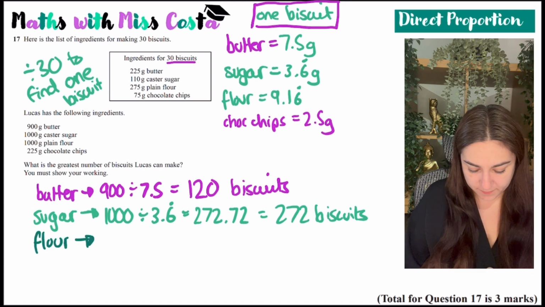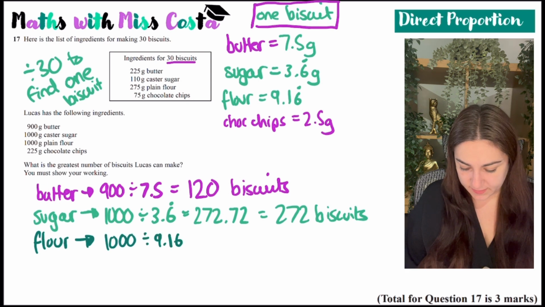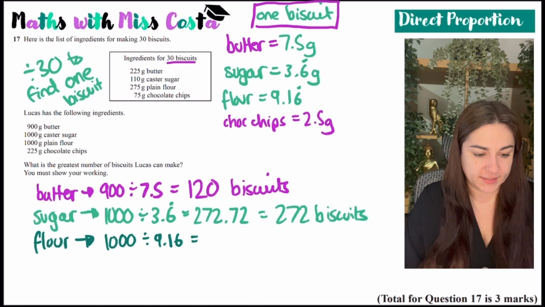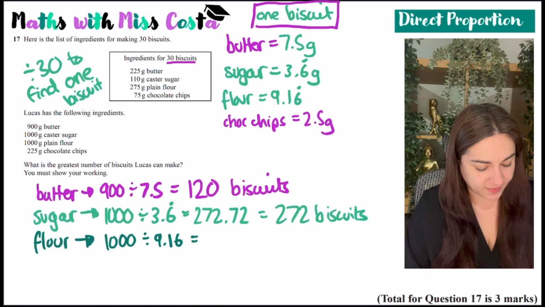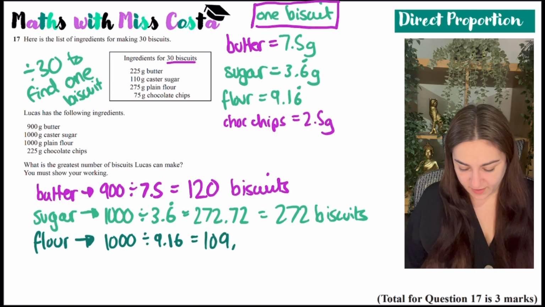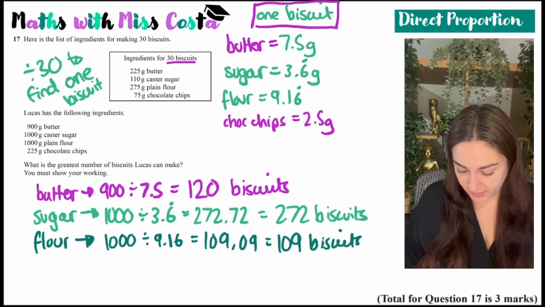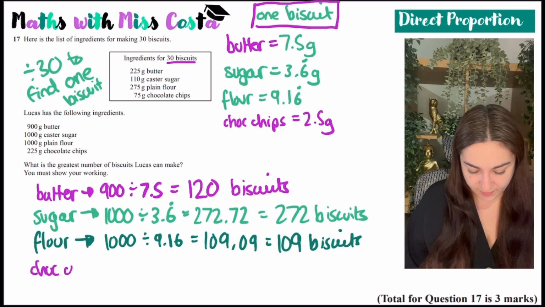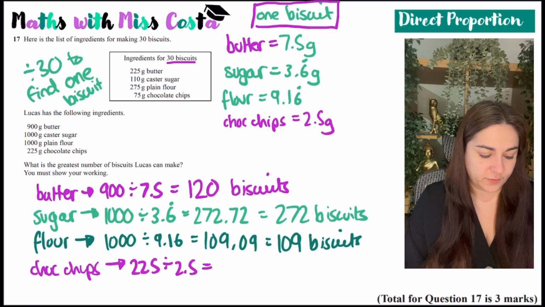Then we've got flour. 1000 divided by 9.16 recurring is going to give me 109.09, and that again I would round to 109 because we can't have point something of a biscuit. And for the last one, I've got 225 grams of chocolate chips, so I'd do 225 divided by 2.5. 225 divided by 2.5 is 90.